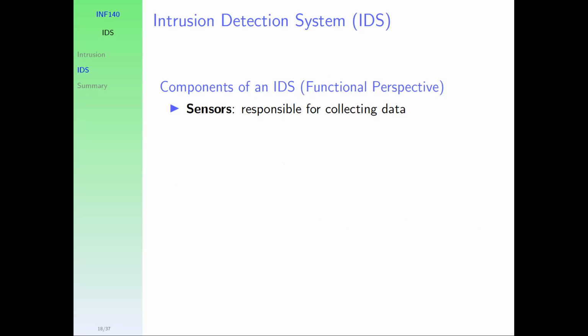And with these assumptions, let's look at what the components of an intrusion detection system, IDS for short, are. First, the sensor component. This component is responsible for collecting data in the system or in a network.